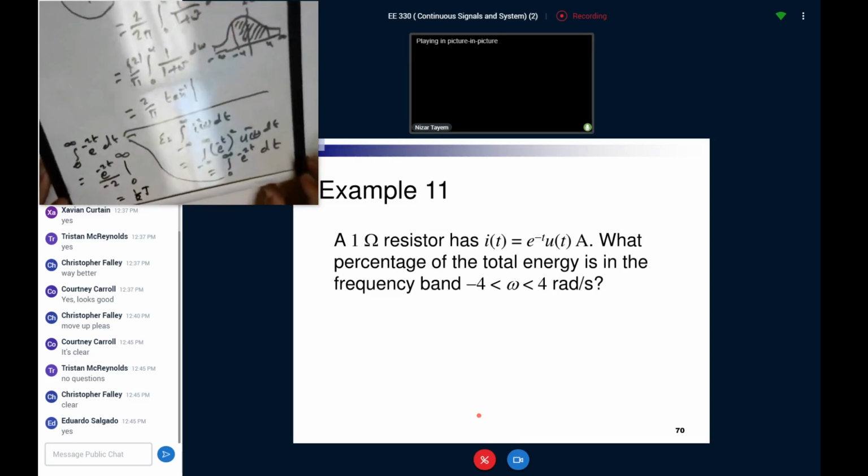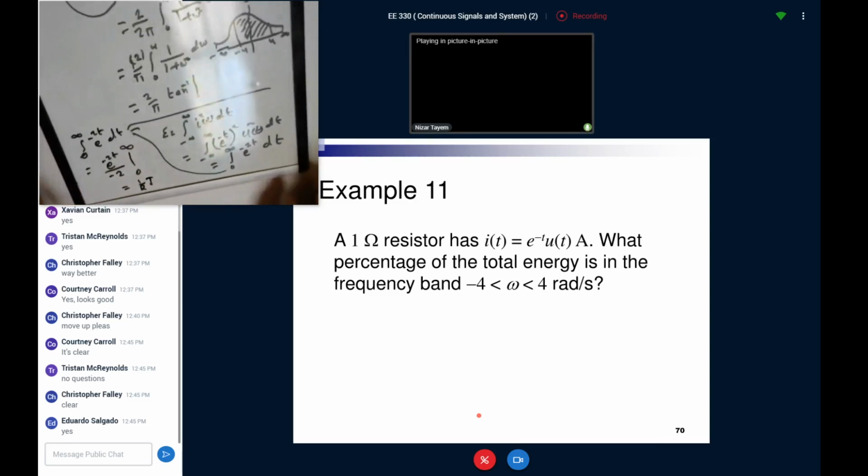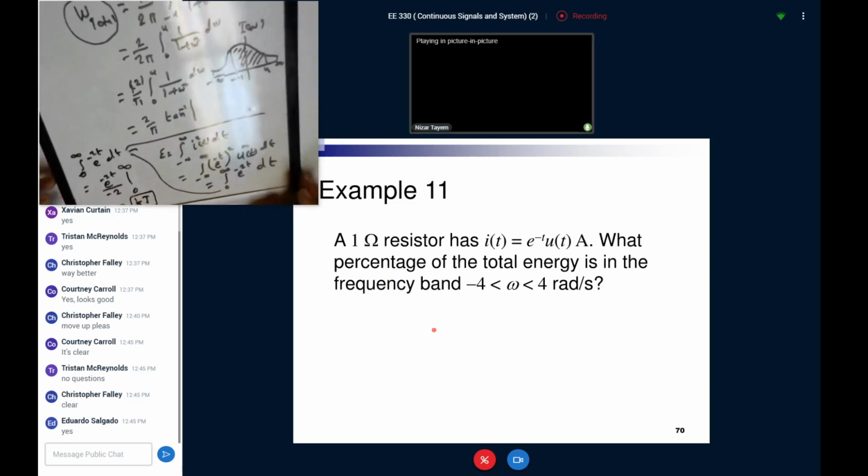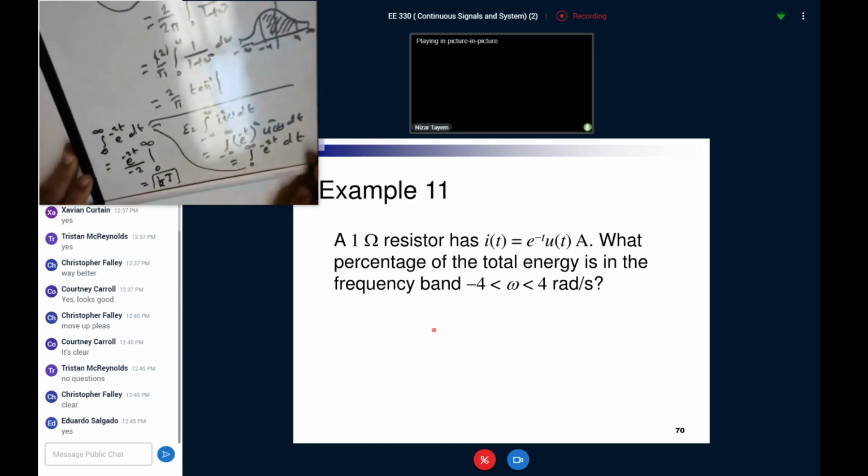So 1/2 joule here says that the resistor is 1 ohm. If the resistor is 2 ohm, we would simply scale it. I'm not sure why he's using 2 ohm later on, but let's assume 1 ohm. So the energy is going to be 1/2 joule for i(t). Is it clear how we find the energy?